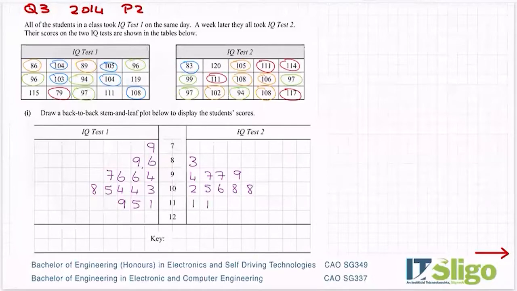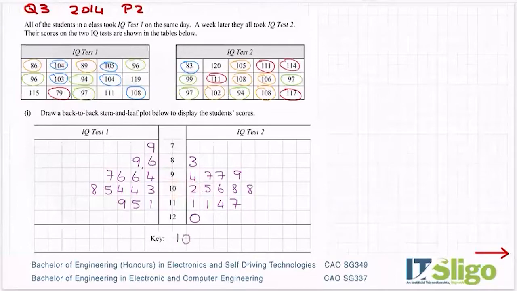111, 111, 114, 117. Okay, and the last one left is 120. Okay, what's really important then is the key. So this is basically explains how it works. So you pick any value at all, it doesn't matter. I'm going to pick 102 there only because it's right in the middle.